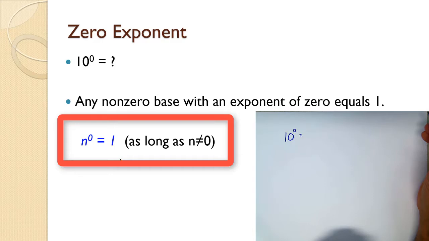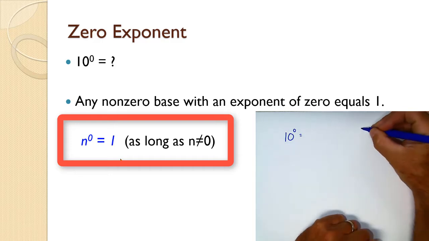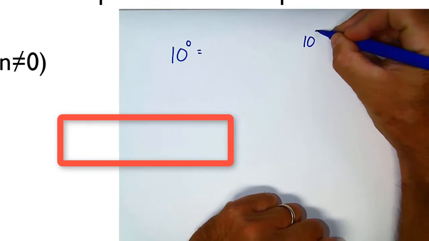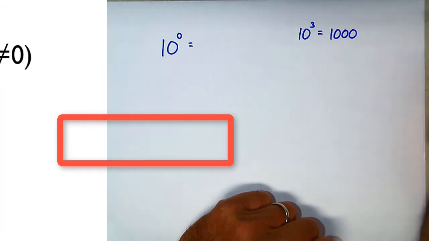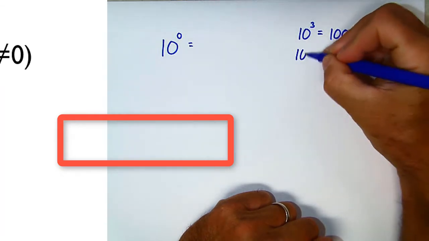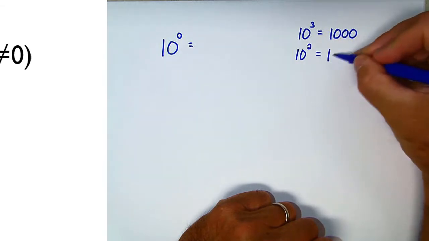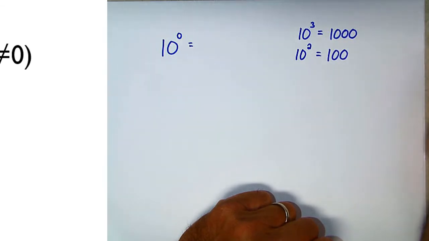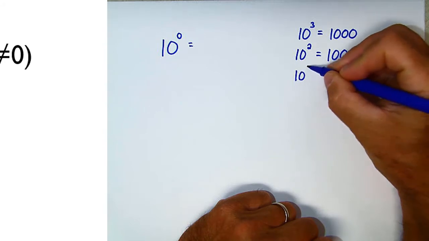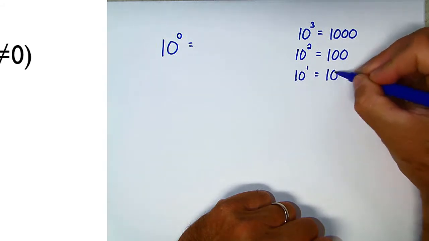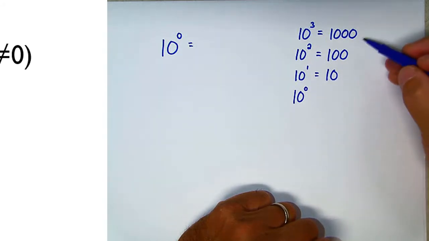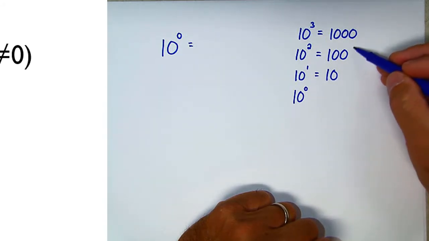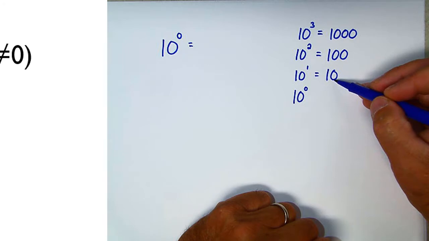Well, if you think about this for just a minute, let's look for a pattern. We know that 10 to the third is 10 times 10 times 10, or 1,000, one with 3 zeros. We know that 10 squared is 10 times 10, or 100, a 1 with 2 zeros. We know that 10 to the first power is just the same as 10. So then 10 to the 0th power, if we look at our pattern here, we're losing a factor of 10 or dividing by 10 in each case.